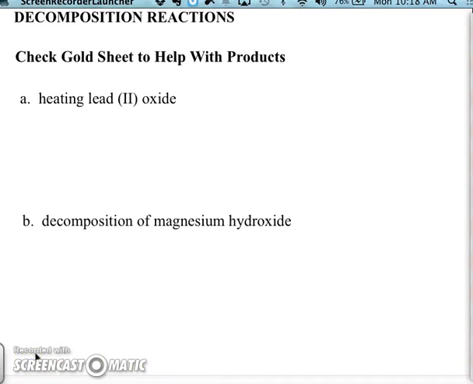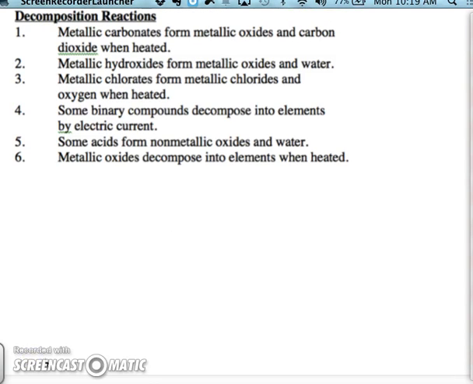Let's take a look at predicting products for decomposition reactions. It says here that we can check the gold sheet to help with our products. In problem A, we are looking at the heating of lead-2 oxide, and we need to predict who the products are going to be. Let's check the backside of our gold sheet regarding decomposition reactions to see if it will help. Problem A was the heating of lead-2 oxide.